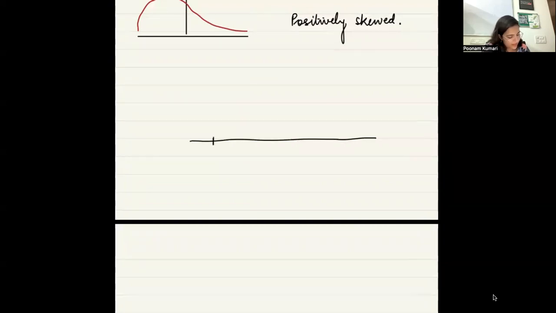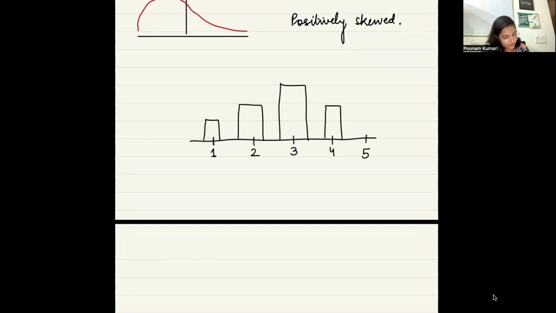So let's say I have values 1, 2, 3, 4, 5. 1 comes 1 time, 2 comes 2 times, 3 comes 3 times, 4 comes again 2 times, and 5 comes 1 time. What kind of data is this? Symmetric, right? Yes. Here I'm just saying, this is 1, this is 2, this is 3. These are the numbers.